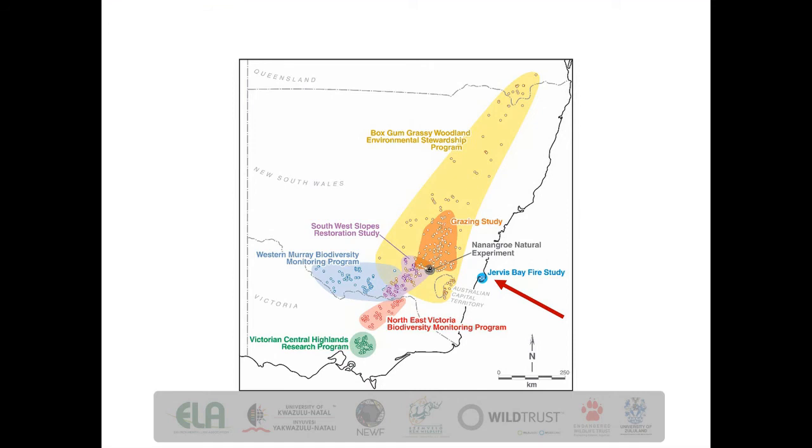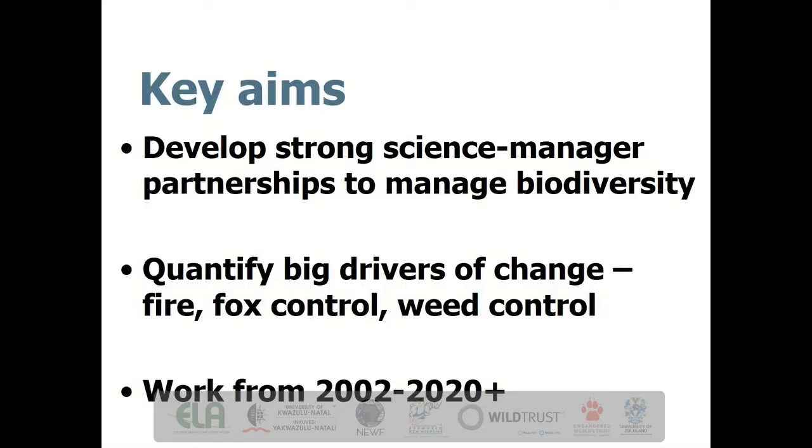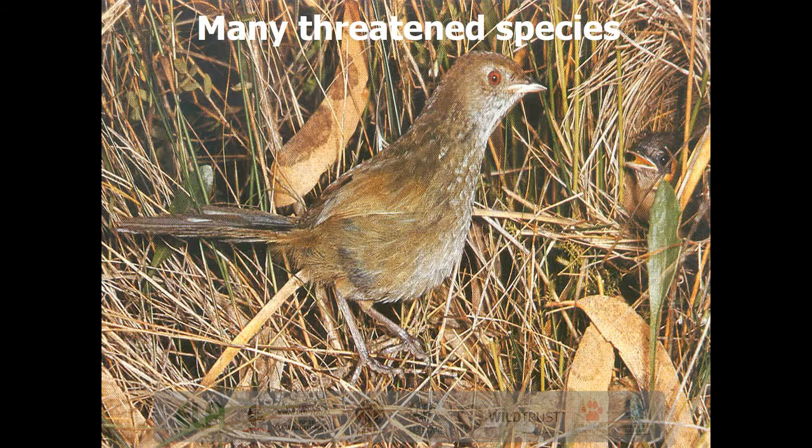So here is Booderee National Park, or Jervis Bay, south of Sydney, and the key aims in this park were to develop a very strong partnership between scientists and managers to help manage the biodiversity in this park, and particularly to help inform the process of what happens when we do feral animal control with foxes, when we control invasive plants, particularly bitter bush, and the interactions of fire with both feral animal control and weed control. So that work started in 2002 and it continues to this day.